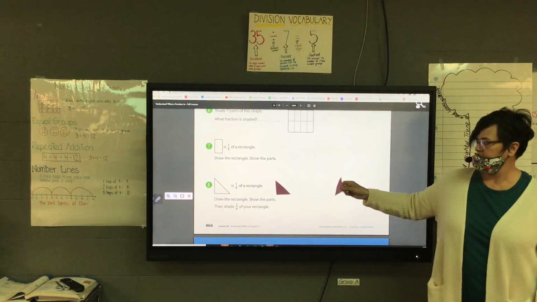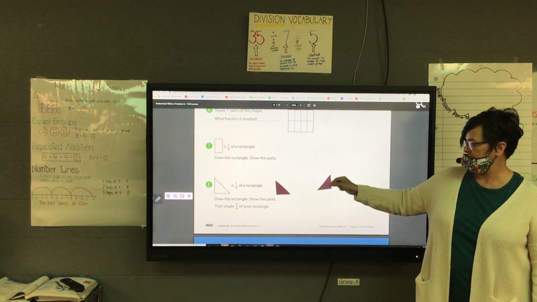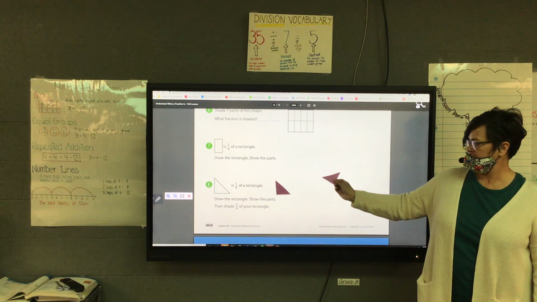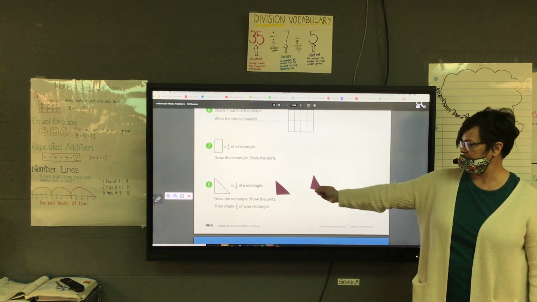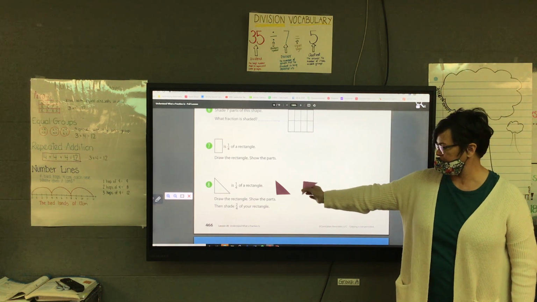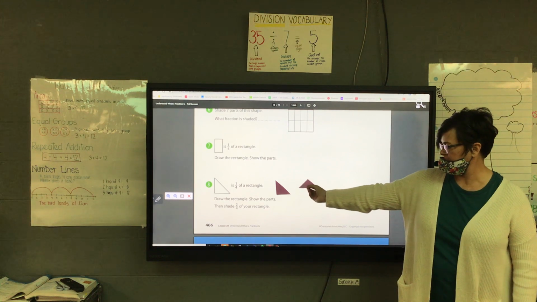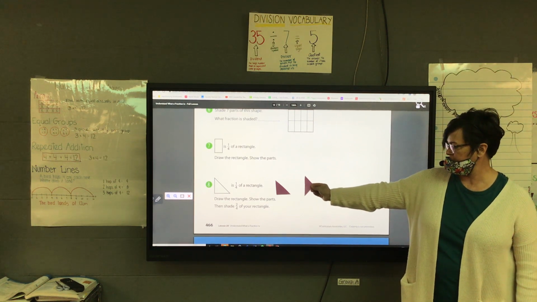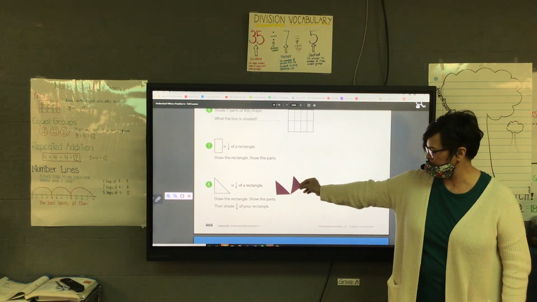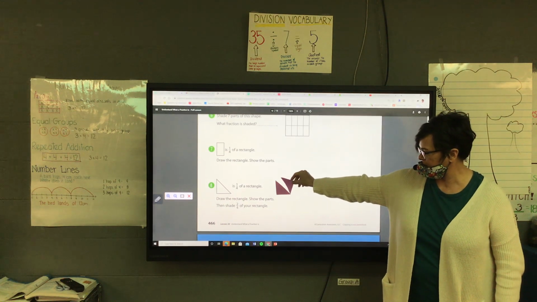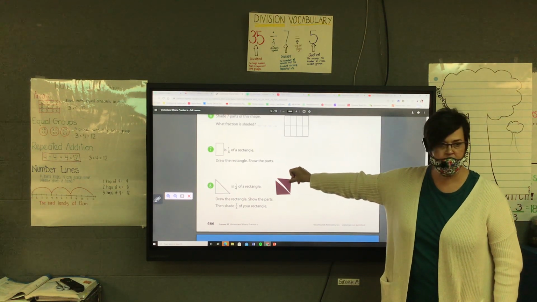Turn it so the long side is facing the other long side. Keep the long side, the diagonal. Turn it. Wait, no. Yes, yeah, yes. No, no, turn. No. Yes. Yeah. Yay, you got it.